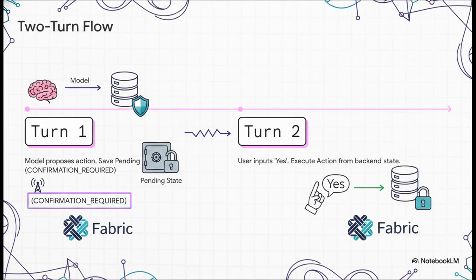Here's how this two-turn flow protects your data in practice. Turn 1. The model proposes the action. AI Fabric saves that pending state in the backend and returns a confirmation required signal to the client. Turn 2. The user inputs yes. Because we saved the state securely on our end, this flow absolutely guarantees we're executing against an immutable backend state. Zero duplicate processing, zero front-end manipulation.